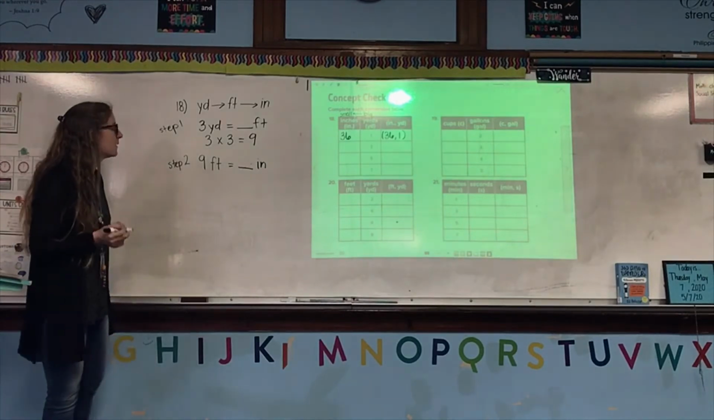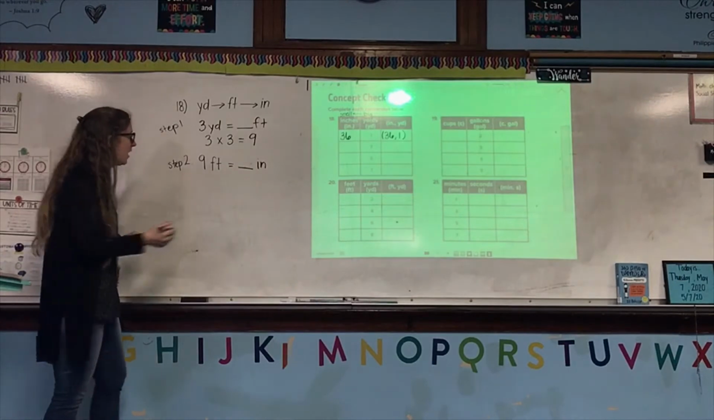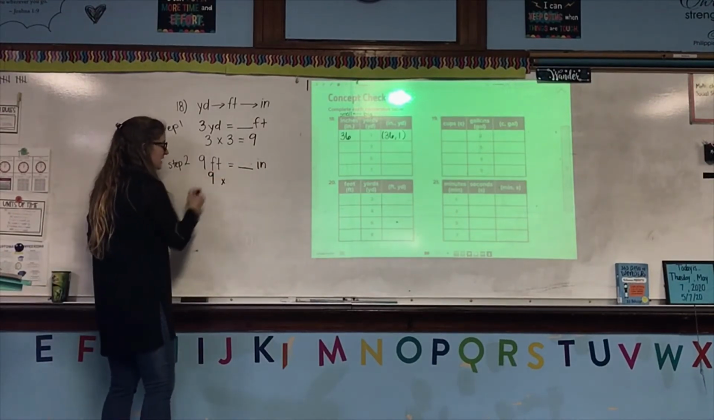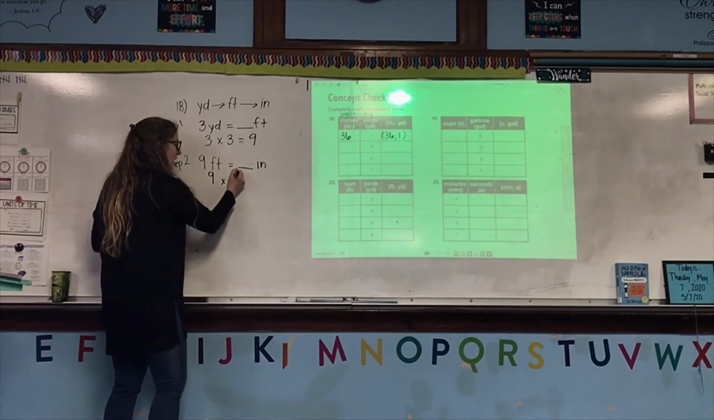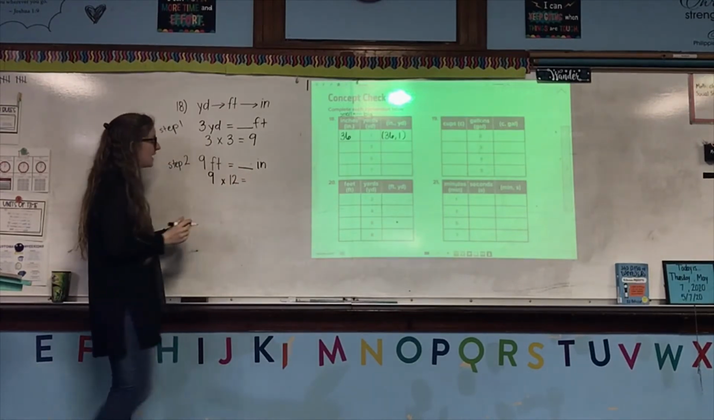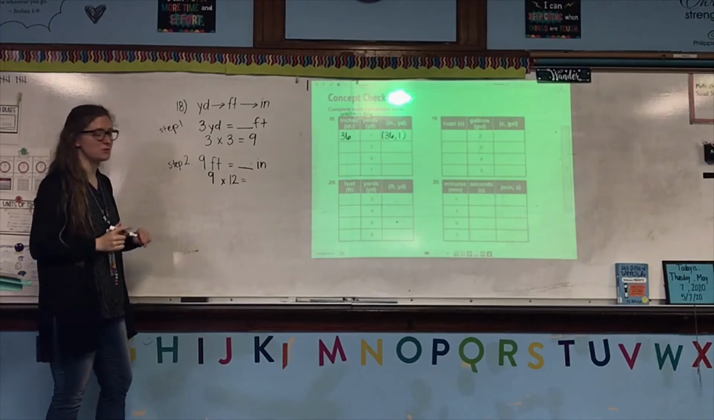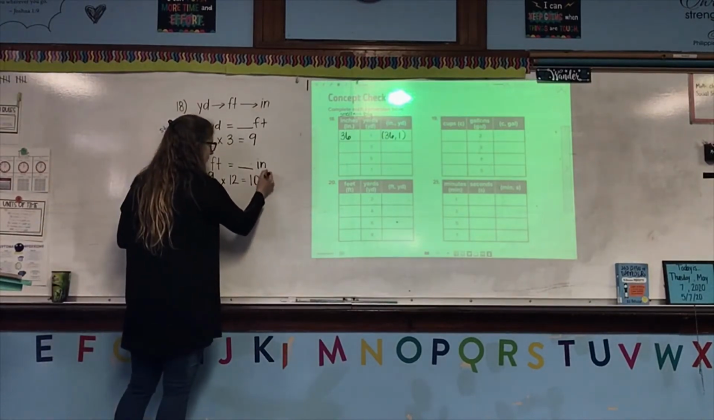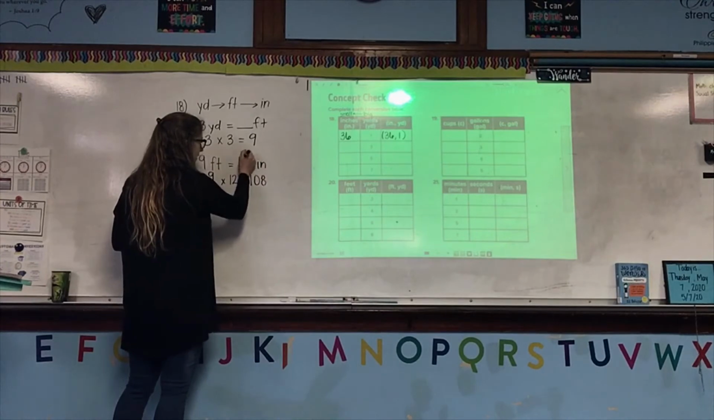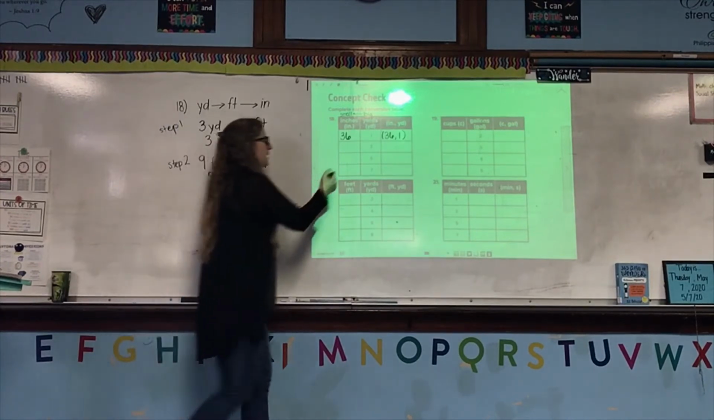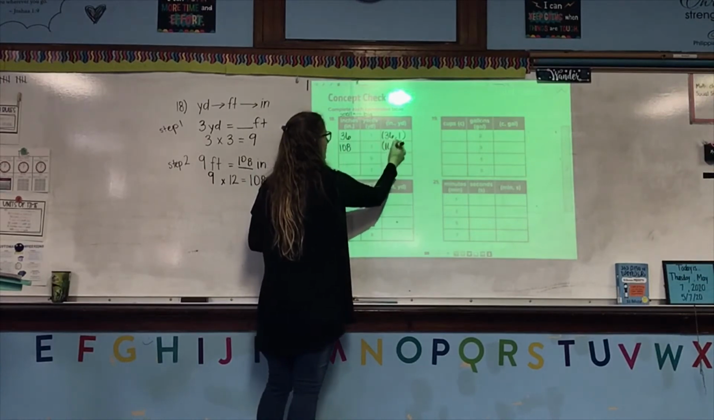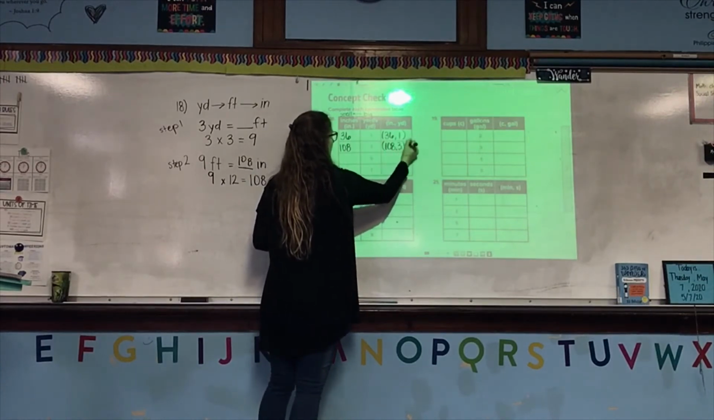Okay, so again, we know we're multiplying. We start with what we know, which is 9 feet. We multiply it by the number of inches in a foot, which is 12. 9 times 12 is a basic fact. It equals 108. Oops. So that means there are 108 inches in 3 yards.